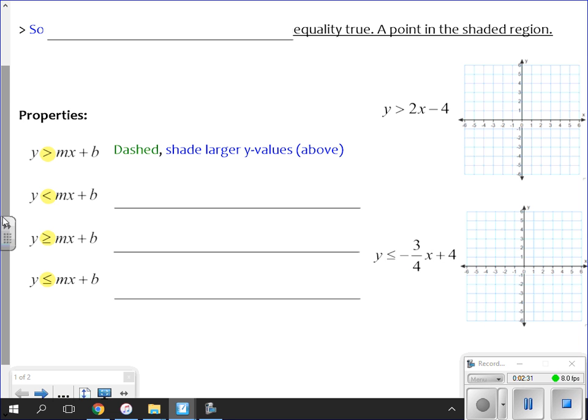If I have y is greater than, I have a dashed line, and I shade the larger values. I shade above, because y is greater than that. So my line, instead of being a solid line, is a dashed line, and my shading is above the line I graphed and not below the line I graphed. And you'll kind of see what I'm talking about when we get to it.